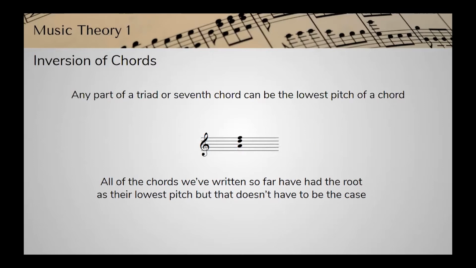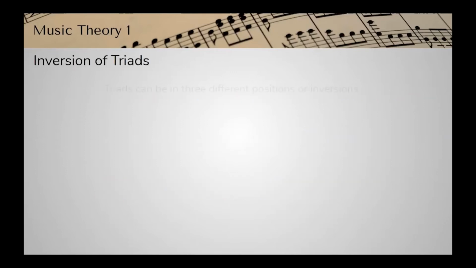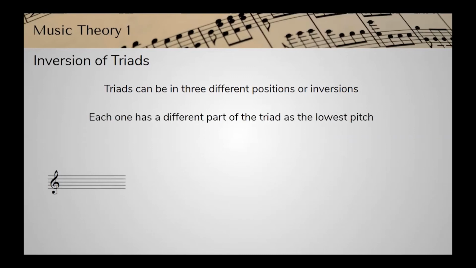You can do it again. You can take that third, raise it up an octave, and now the fifth of the chord is in the bass. Again, it doesn't really change the quality or type of triad, but all the notes have been rearranged so that a different note of the triad is the lowest note. But these are all still D minor triads. So triads can be in three different positions or inversions. Each one has a different part of the triad as its lowest pitch.